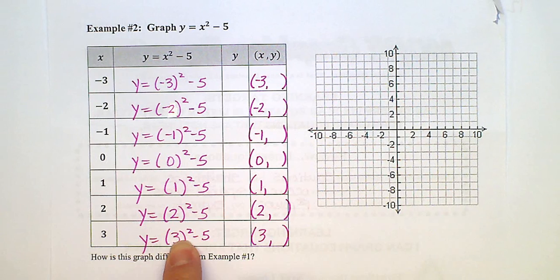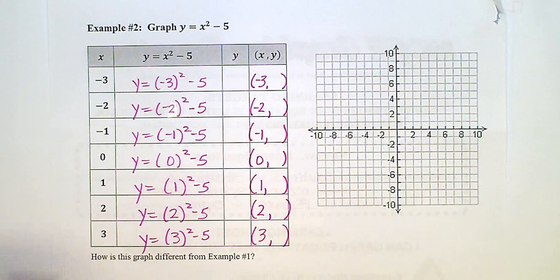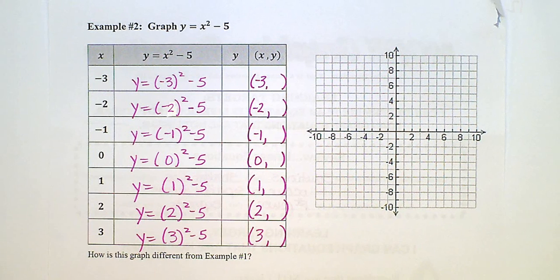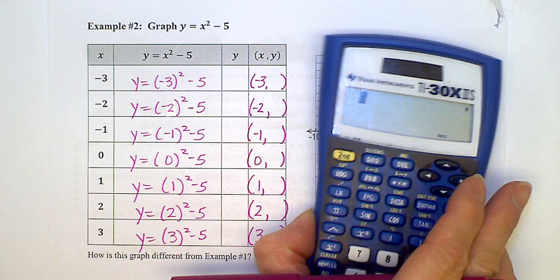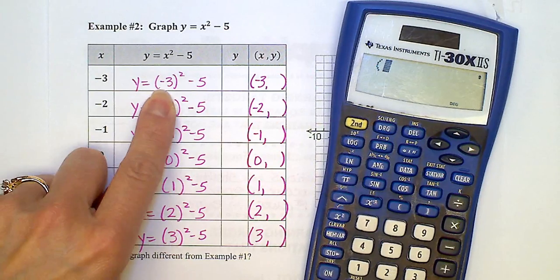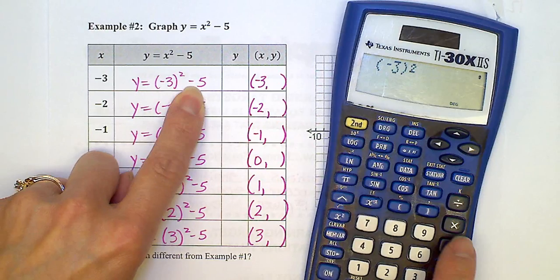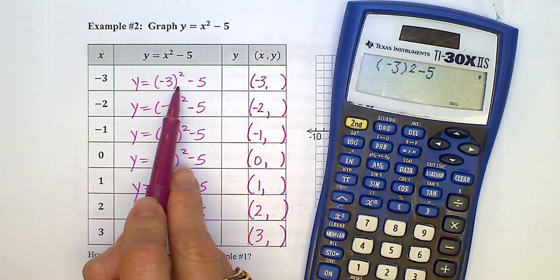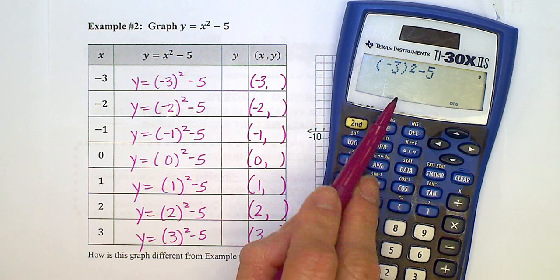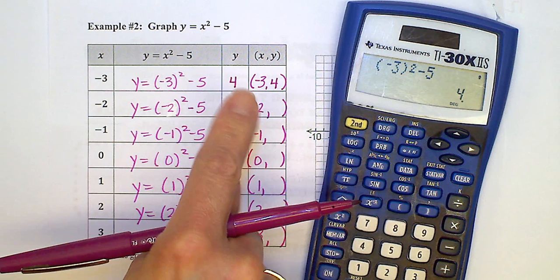You can start filling out your ordered pairs, but then we're going to use our calculator to find the answer for Y, and then we'll be graphing it. Now you must use parentheses. So we're going to type in parentheses, -3, close the parentheses, squared, and then -5. I typed in exactly what I wrote here, including the parentheses, hit enter, and we get 4. So that will be our first ordered pair.